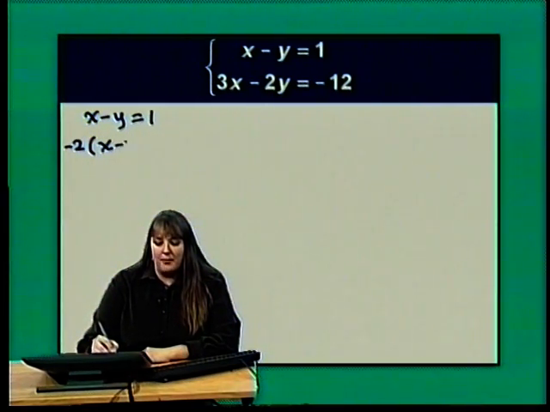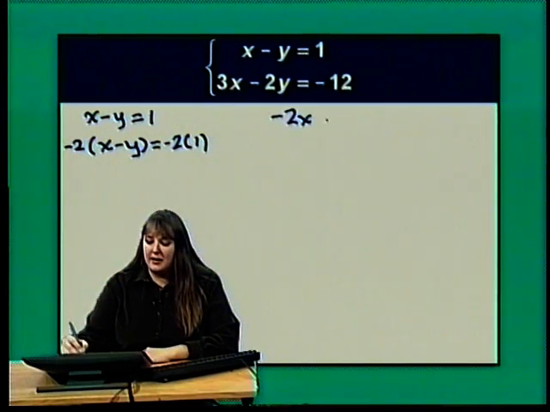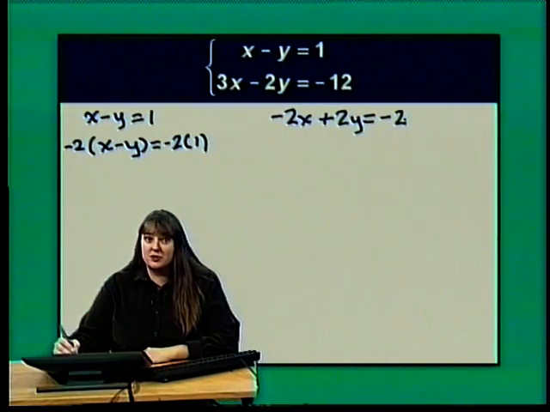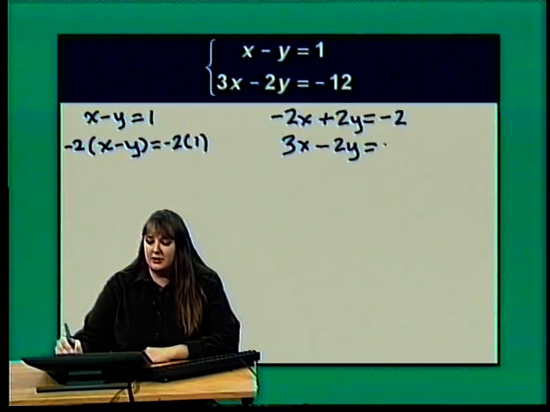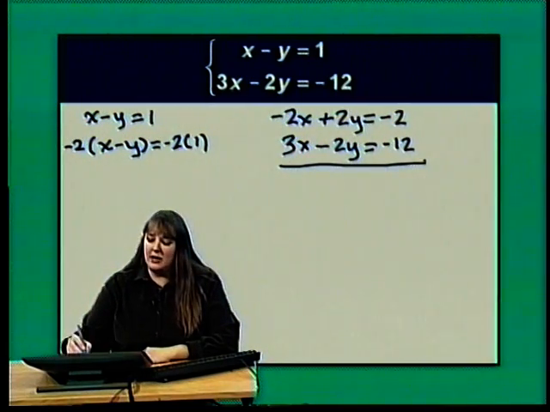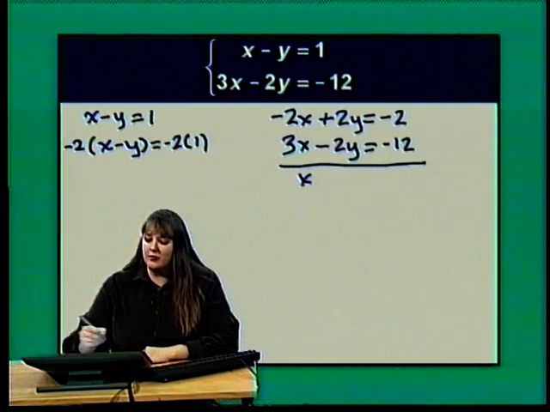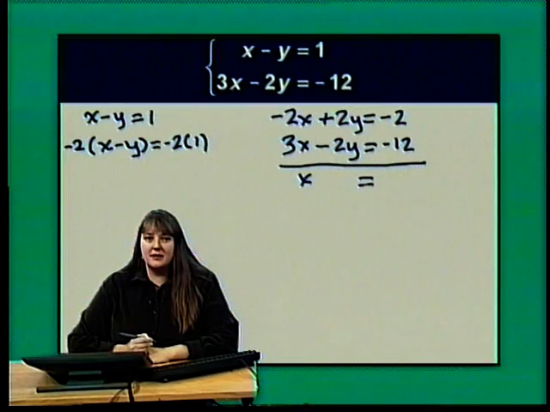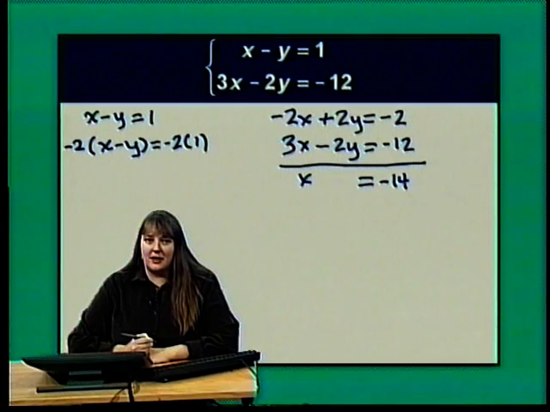So I'm going to multiply both sides of this first equation by negative 2. So this gives me negative 2x plus 2y equals negative 2. And then just writing down that second equation, 3x minus 2y equals negative 12. When I add the left-hand sides together now, negative 2x plus 3x is x. 2y minus 2y, of course, is 0. We eliminate the y's. And on the right, negative 2 minus 12 is negative 14. So I get x is negative 14.